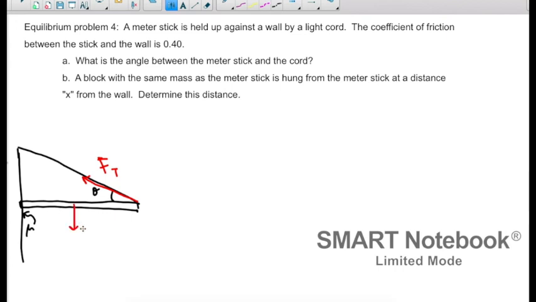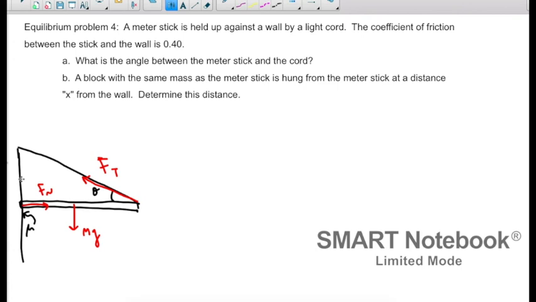0.5 meters. I'm not told the mass of the meter stick, so I'm just going to let the mass of the meter stick be m. What other forces would I have acting? Yeah, I have a normal force between the wall and the meter stick, right? That's going to be this way. And then I also have a frictional force between the meter stick and the wall, don't I?